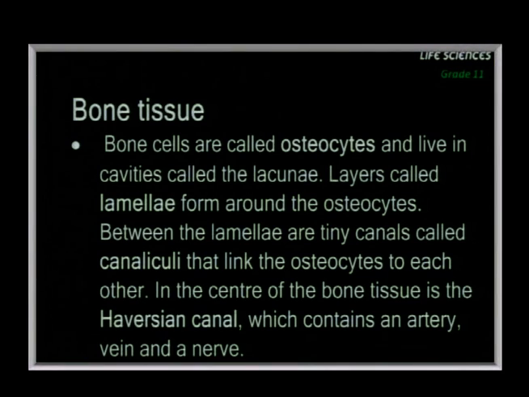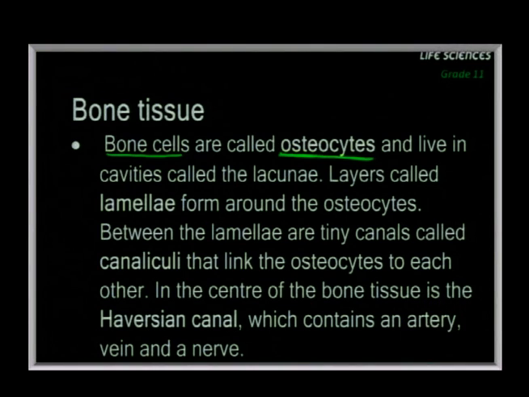So first of all, we take our bone tissue, and bone cells are called osteocytes. That's where we get the word osteoporosis from, because the osteocytes in their little cavity have now died. Okay, it isn't there anymore. And that's what makes the bone spongy.